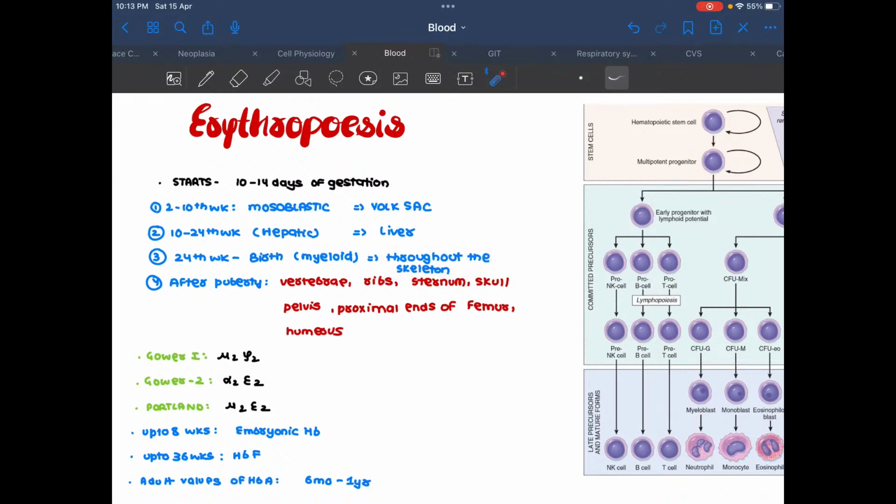The lymphoid ones are either going to remain in the bone marrow or go into your thymus. After puberty, just remember it's mainly in the axial skeleton. ठीक है? जो मेरी axial skeleton की वो है, that's either your vertebra or your ribs, sternum, skull, pelvis, proximal end of femur and humerus. ठीक है? तो appendicular skeleton से now it has moved on to your axial skeleton.